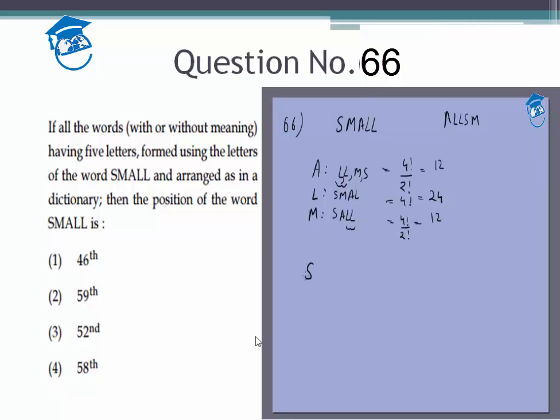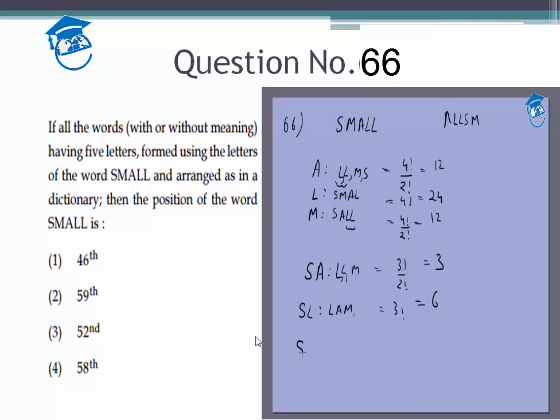Now you have words beginning with S. The first word beginning with S will have the next letter as A. And there are 3 letters left, which would be L, L, and M. So the number of ways to do that would be 3 factorial by 2 factorial, which is 3. And then you have words beginning with SL, in which case you have L, A, and M left, which is 3 factorial because all 3 are different, which is 6.